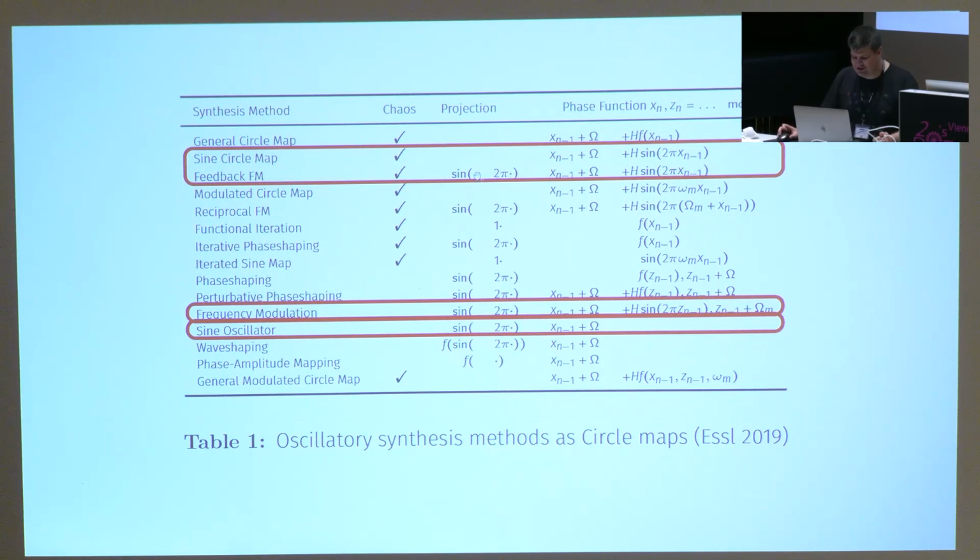But you see there's actually a difference, right? In the dynamical systems, the sine circle map does not define a projection, and feedback FM does define a projection. So that's a difference, but it's a very, very pedantic difference. So for all practical purposes, we're going to think of them as being identical.